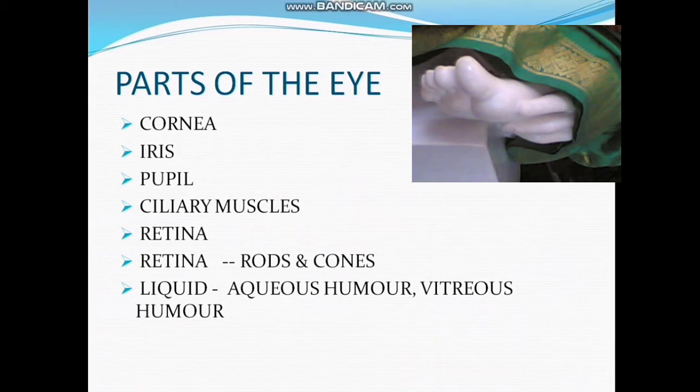Iris. It's a dark muscular diaphragm that controls the size of the pupil, and it is located just behind the cornea in the eye. Pupil. The black opening between the aqueous humor and the eye lens. Since light does not get reflected from it, its appearance is dark. The amount of light entering the eye is controlled by the size of the pupil. In dim light, it opens up completely through the iris, but in bright light, it becomes very small.